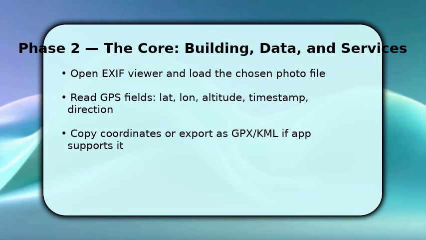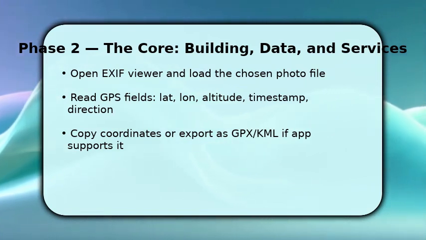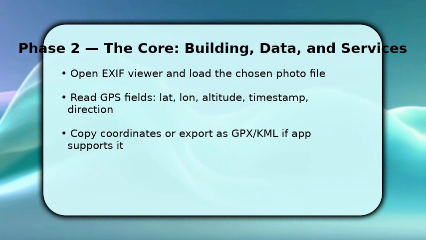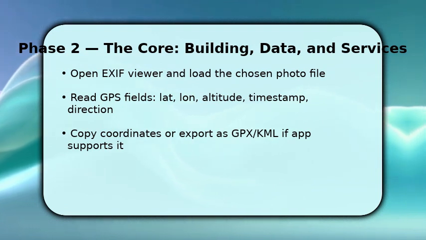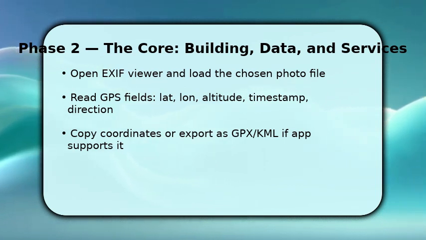You now extract the coordinates and related fields. In the EXIF viewer, load the photo file and locate GPS latitude, longitude, altitude, and the timestamp. These are what form your track. If your app shows direction or speed, save that too for richer tracks.